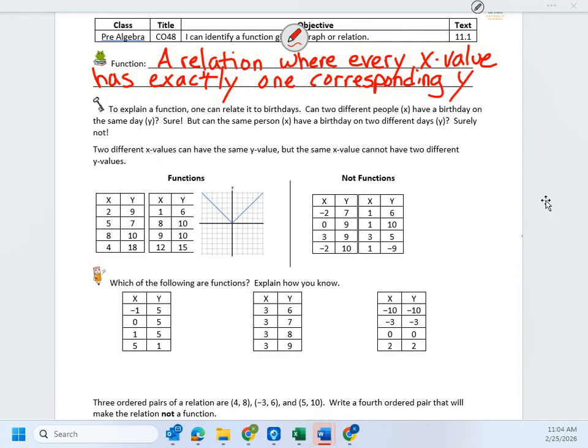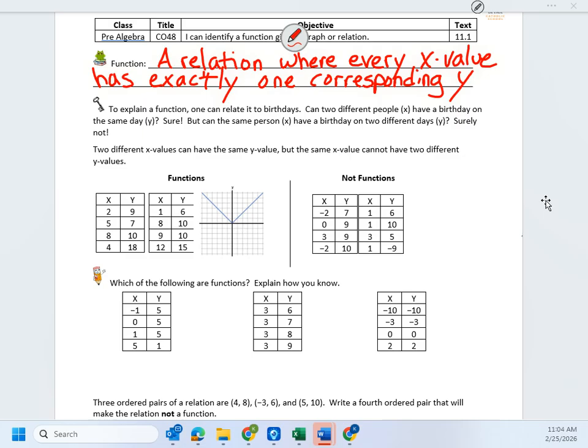So, to explain a function, one can relate it to birthdays. Can two different people have a birthday on the same day, the y? Can two different people have the same birthday? Yeah, you can have a birthday buddy, right? David Slack in 7th grade is my birthday buddy. We both have the same birthday, except for the year, just day and month.